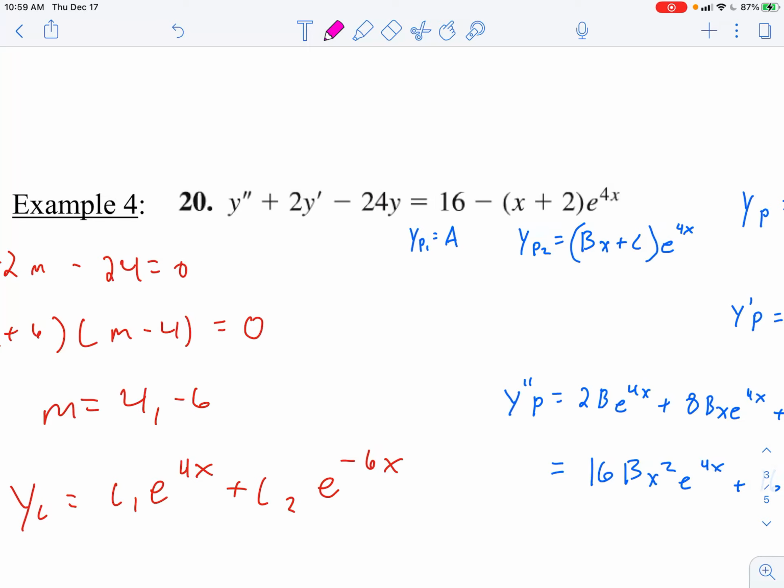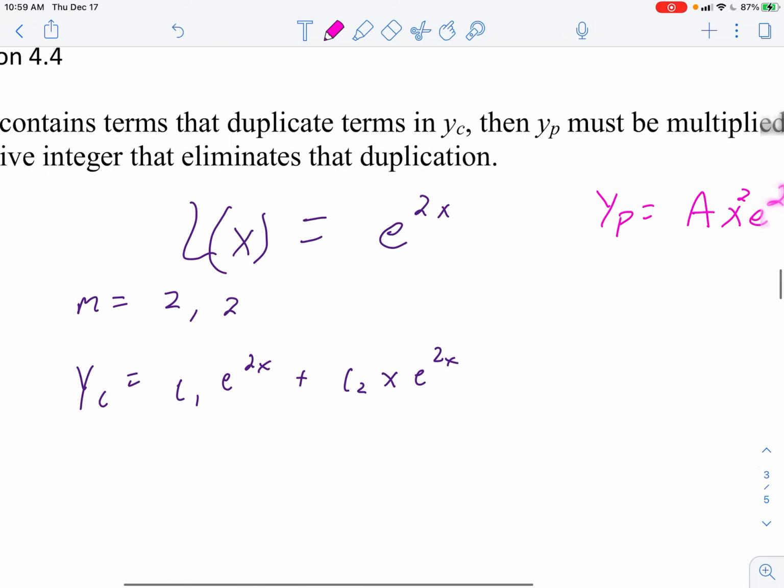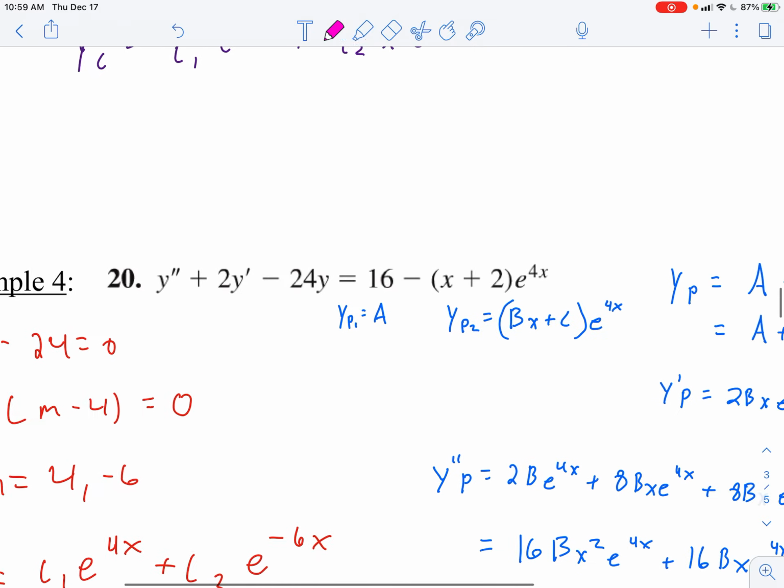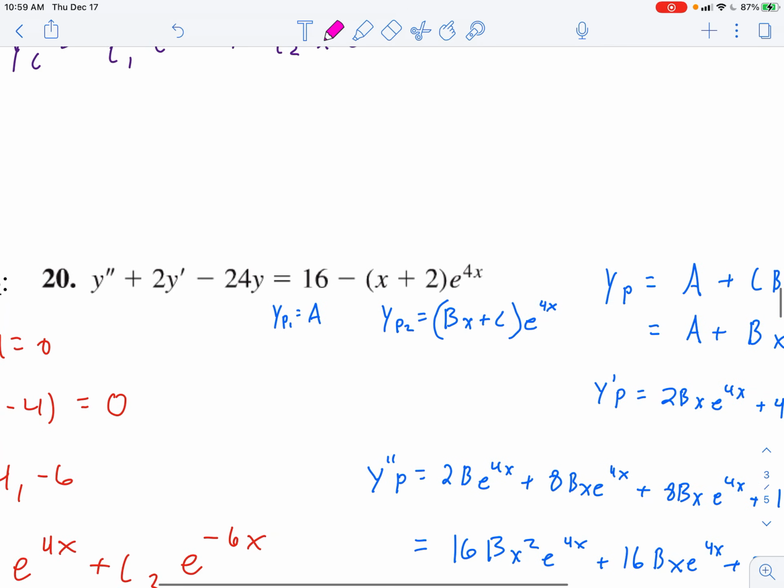All right, so page 3, we already talked about the top part. Let's look at example 4. We have our linear differential equation, second order: y double prime plus 2y prime minus 24y equals, over here on the right, 16 minus x plus 2e to the 4x. So there's our g of x.